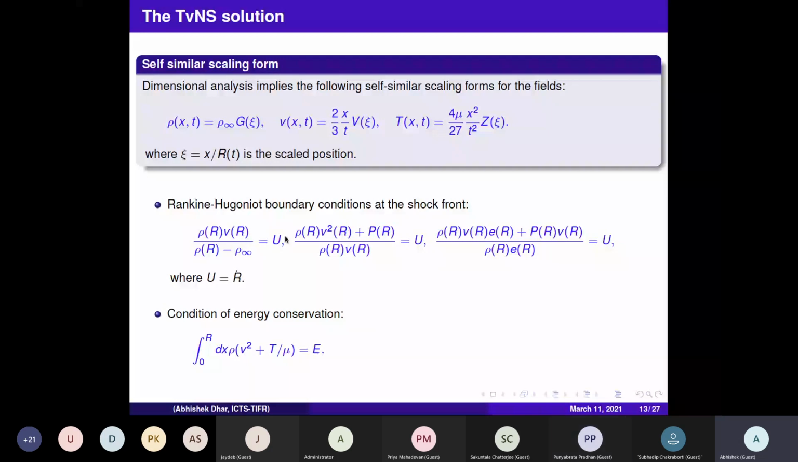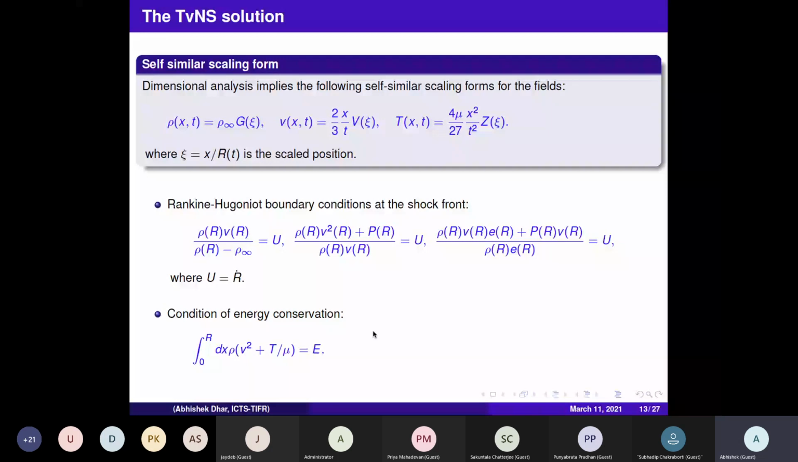And on the left of the shock, it's given by these values, rho of r, v of r, and so on. Right, so these are some boundary conditions. Okay, so we have a set of ordinary differential equations with some boundary conditions, and then there is also, of course, this condition of energy conservation. And using this, we can.